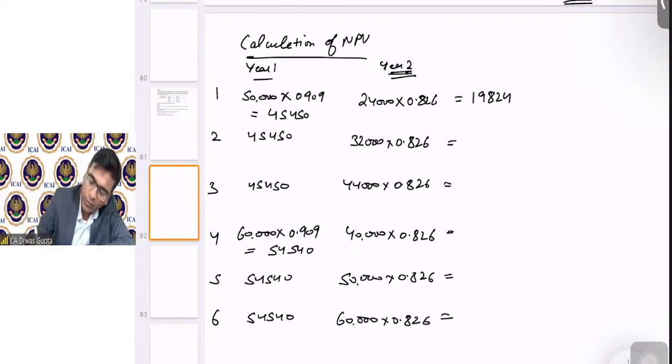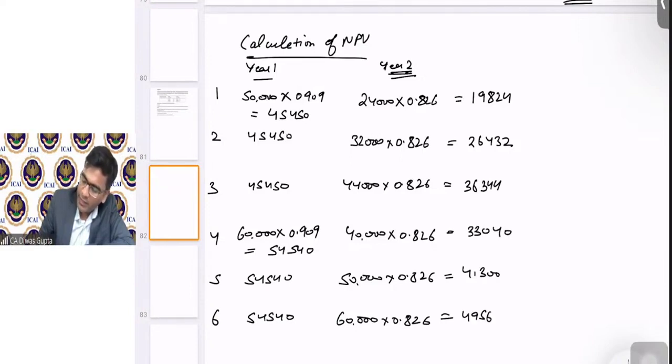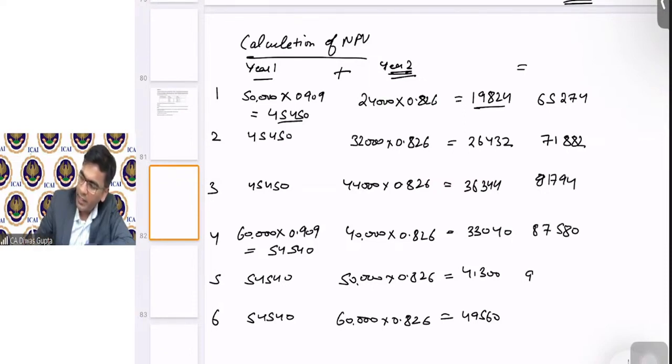So these values will be 19,824, 26,432, 36,344, 33,040, 41,300, and lastly 49,560. Okay, students. So the total of year 1 and year 2 will be, because these are the present values, hence we can do the total, correct? So it will be 65,274, 71,882, 81,794, 87,580, 95,840, and 104,100. So this is the present value of cash inflow.